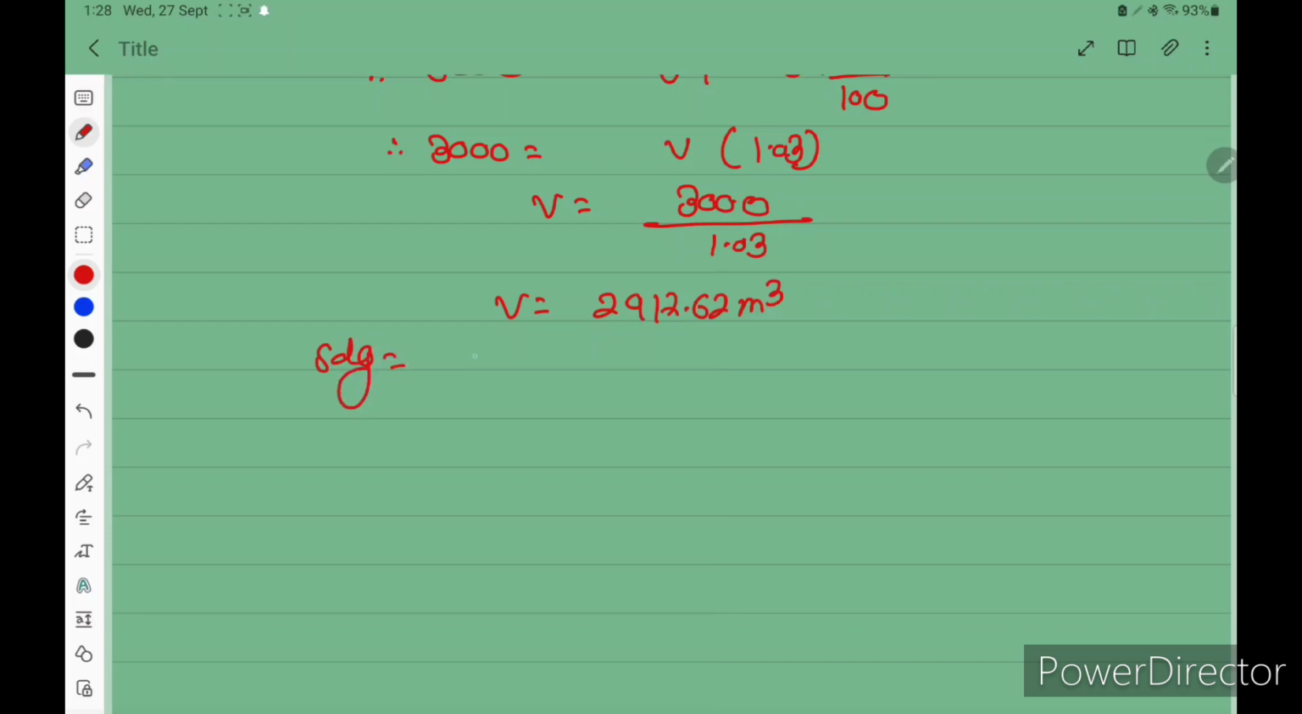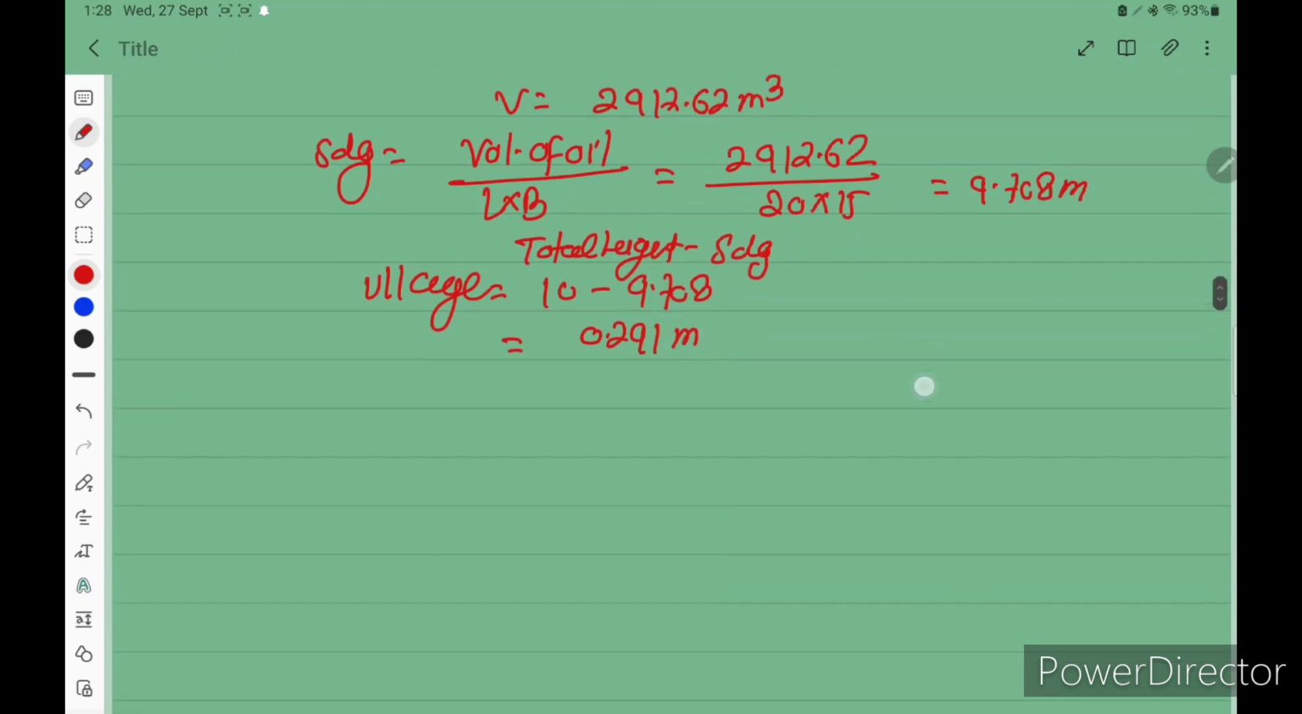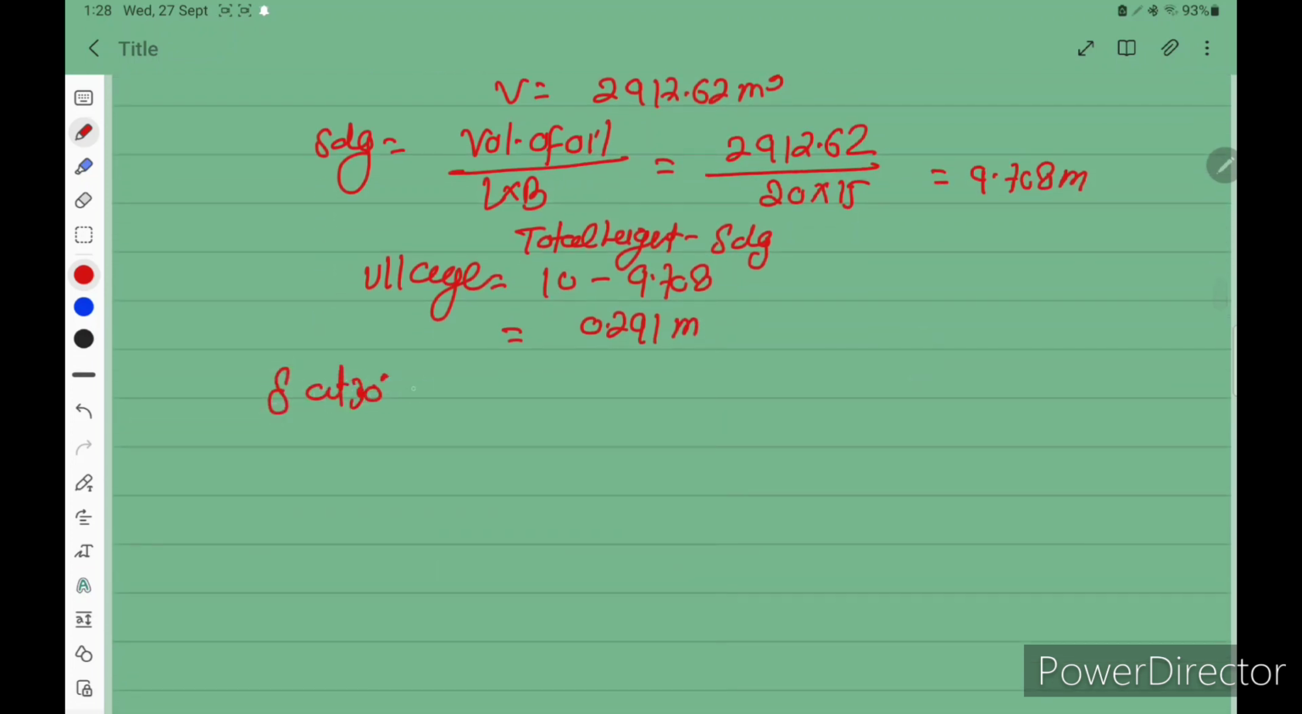Now same, we have to find sounding. So volume of oil divided by length into breadth. So 2912.62 divided by 20 into 15 is equal to 9.708 meters. So ullage is total height, 10, minus sounding, 9.708, which is equal to 0.291 meter.